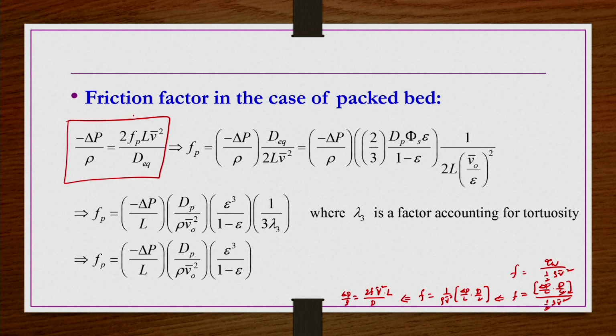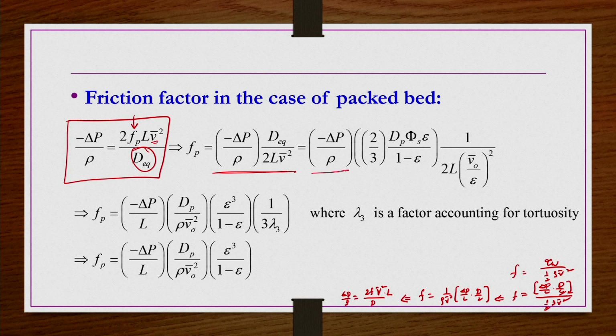Here now what we do, for F we are writing Fp, P stands for packed bed, in order to differentiate between the friction factor for the case of an empty column or empty pipe, and the friction factor for a column having packed material. So, this Fp is for the packed bed, and d is replaced by d equivalent. Similarly, V bar is replaced by V naught bar by epsilon. From here we want to find the friction factor. So, let us keep Fp on one side, remaining terms, minus delta P by rho, d equivalent by 2L V bar square.